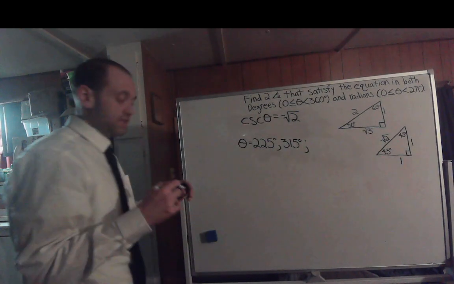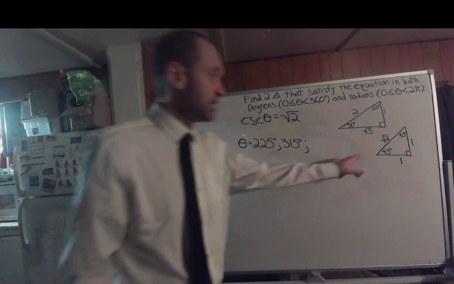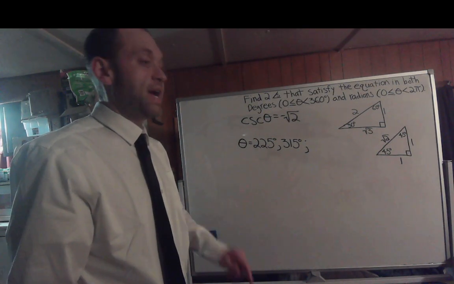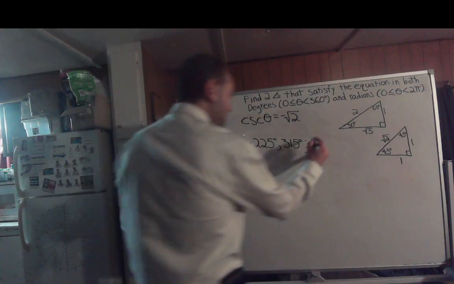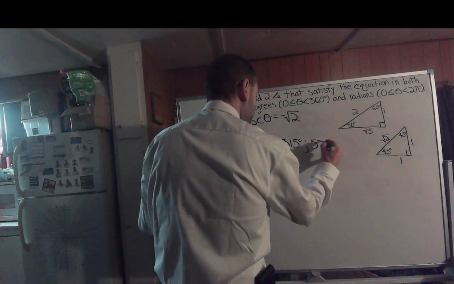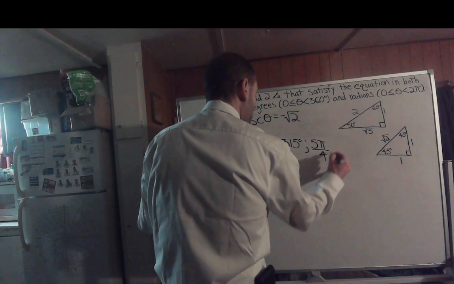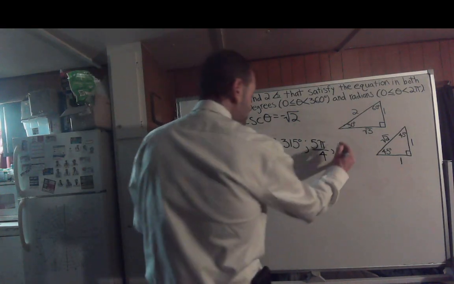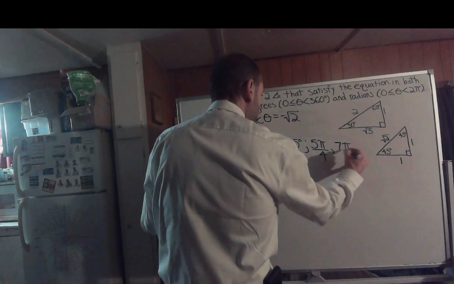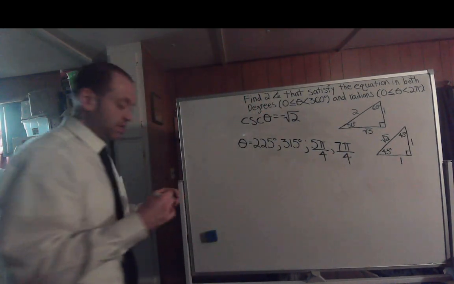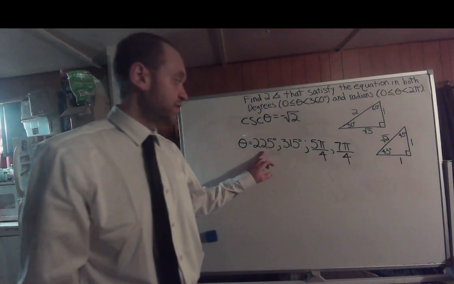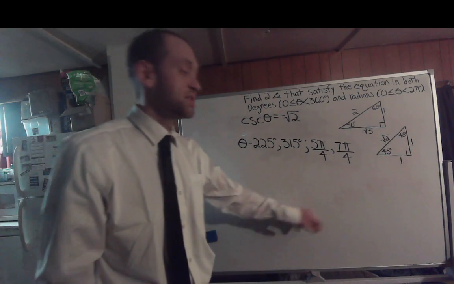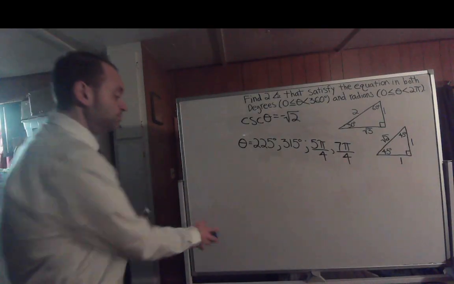And then we want to find this in radians. So 45 degrees is pi over 4. So to find your third quadrant angle, add that to pi, you end up getting 5 pi over 4. And then in the fourth quadrant, take that pi over 4, subtract it from 2 pi, you end up getting 7 pi over 4. So the two angles that would satisfy this are 225 degrees or 5 pi over 4 radians, or 315 degrees and 7 pi over 4 radians.